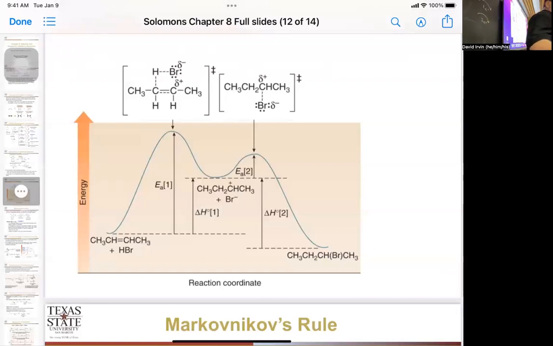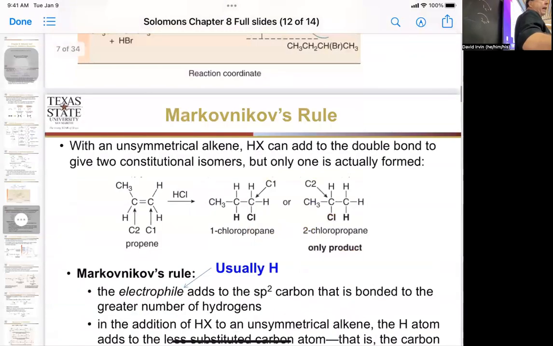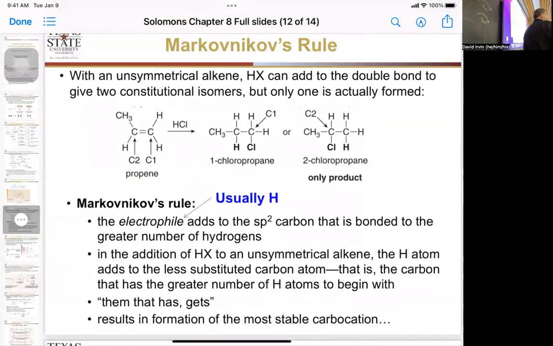Now, I said that carbocations are good and bad. Right? The good part about carbocations is we know we're always going to put it on the more substituted side, right? Because it's more stable. So that leads to Markovnikov's rule. In Markovnikov's rule, when you add the hydrogen across the double bond, it is going to go to the less substituted side because you're forming the more stable carbocation. It's not a mystery, okay?